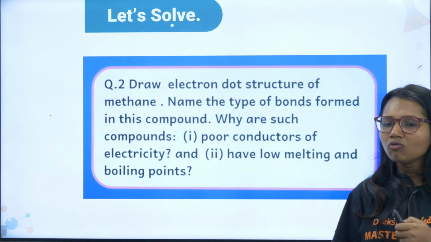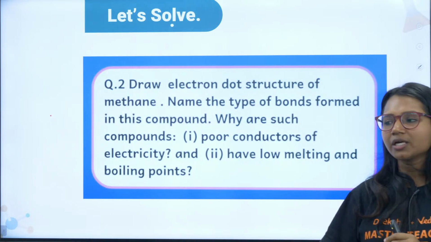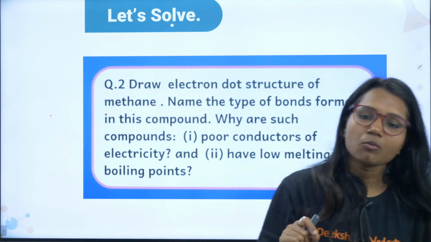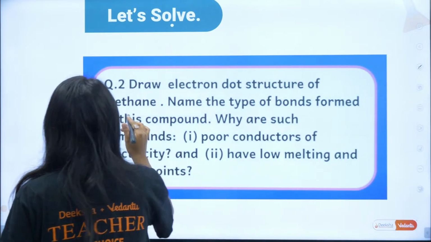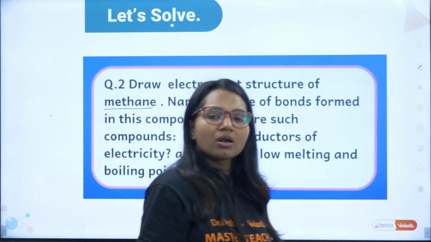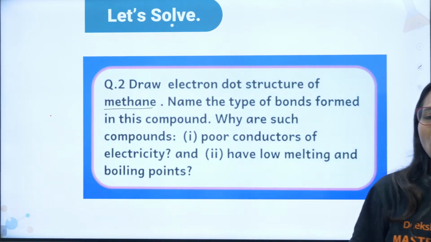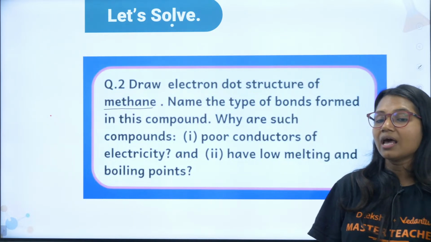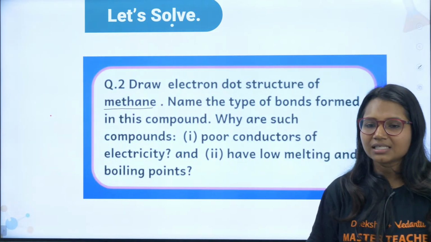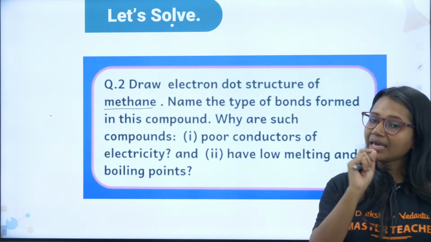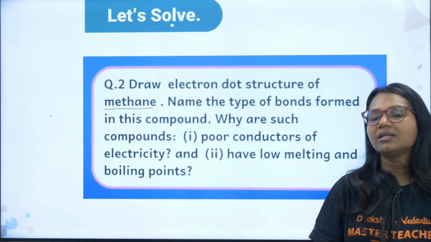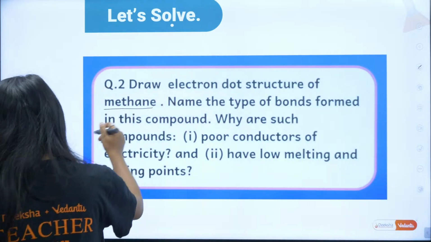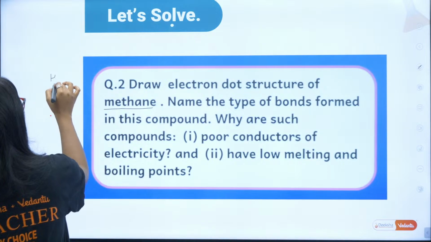What I have told you, whenever we have to write the dot structure, first thing, write down the rough structure of that molecule. What is the rough structure? Methane. What is the formula for methane? Meth means how many carbon? Methane. Meth means how many carbon? 1 carbon. Correct? So, 1 carbon with 4 hydrogen.